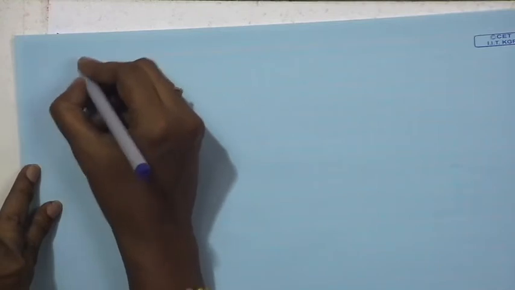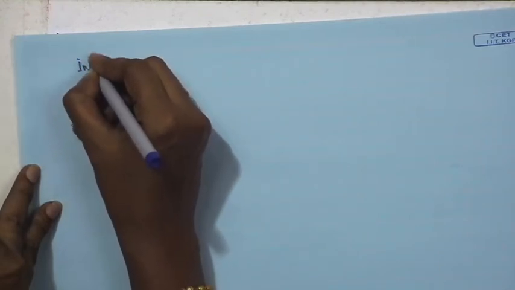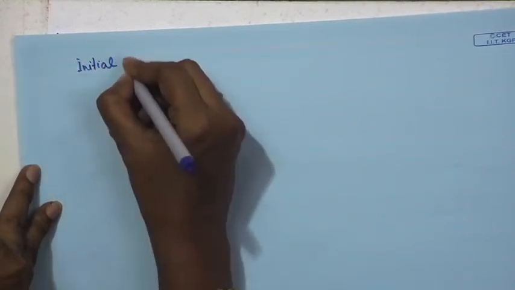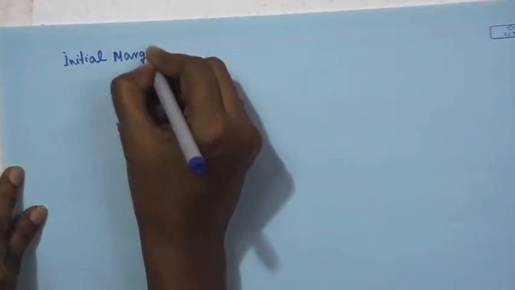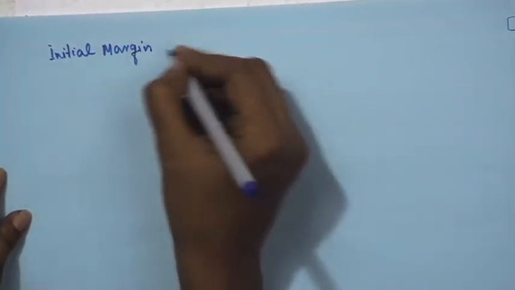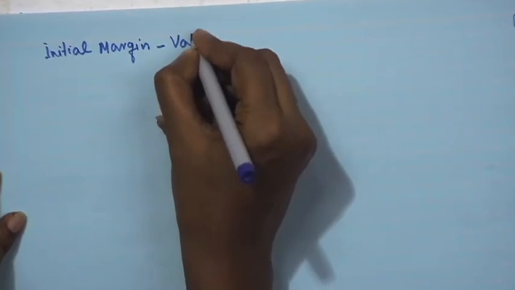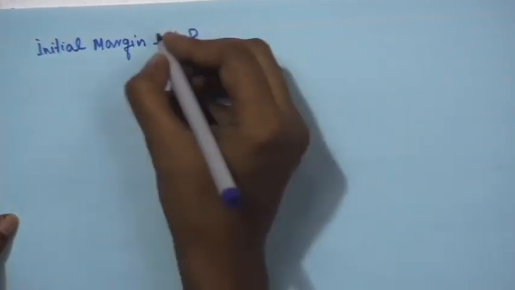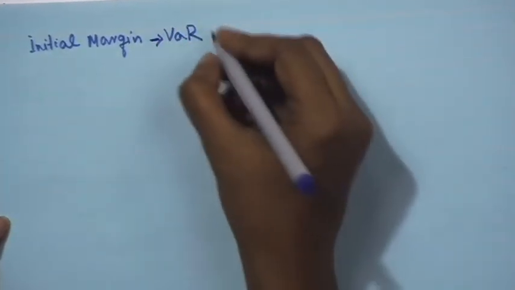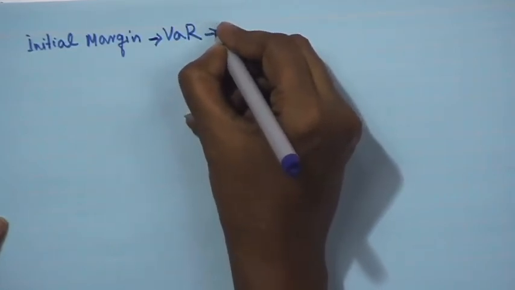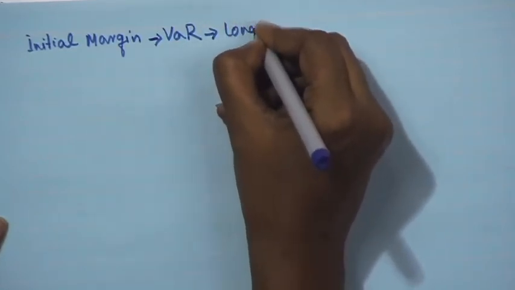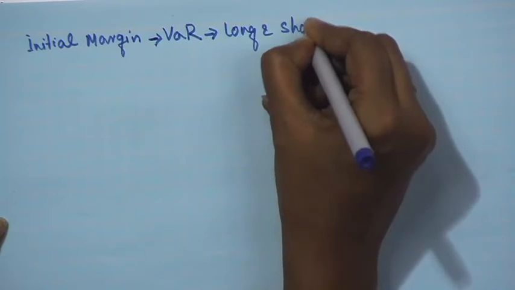in terms of different margins. So a futures contract requires initial margin to be paid. We calculate this, or exchanges use the value at risk method to calculate the initial margin, and this margin is given by both long and short futures holders.